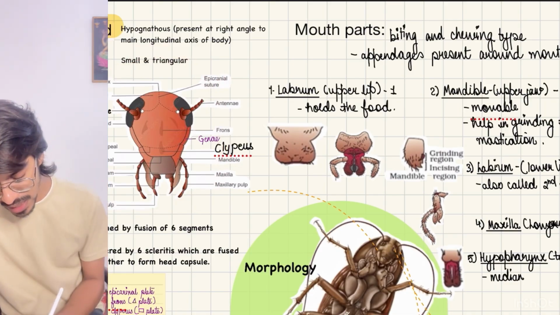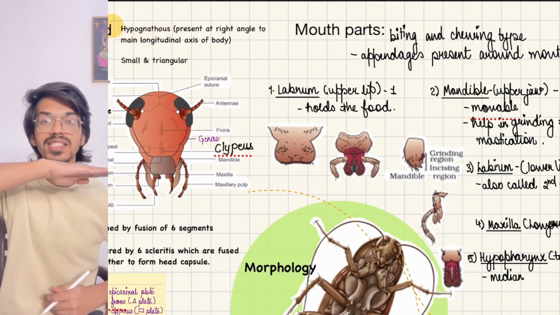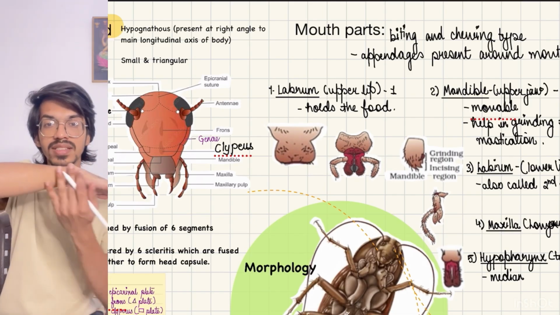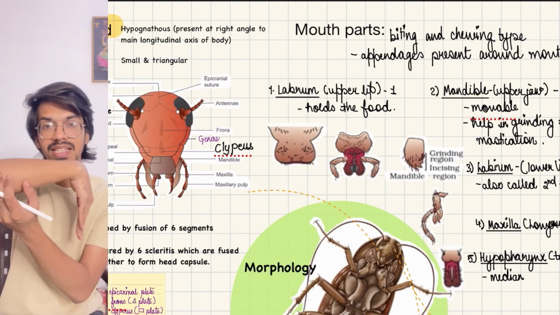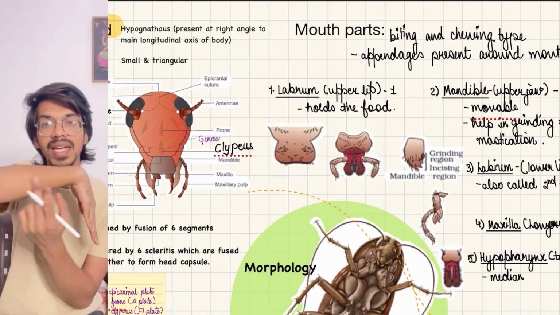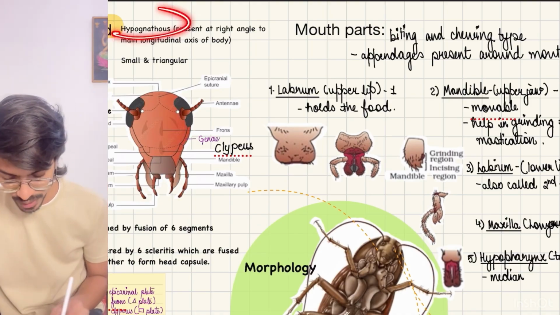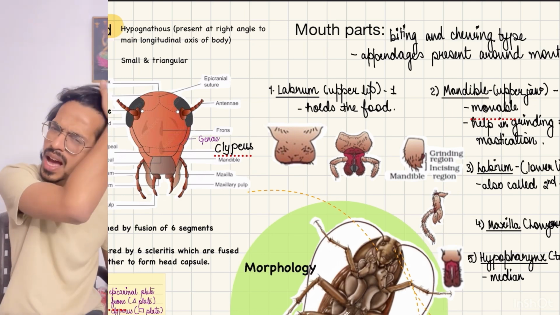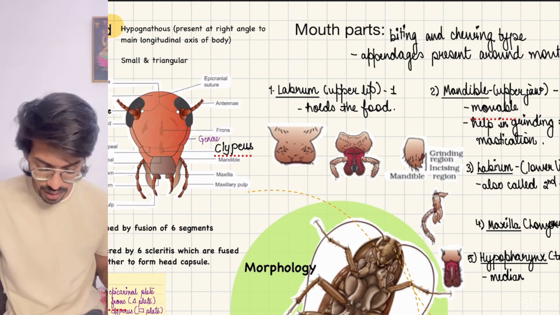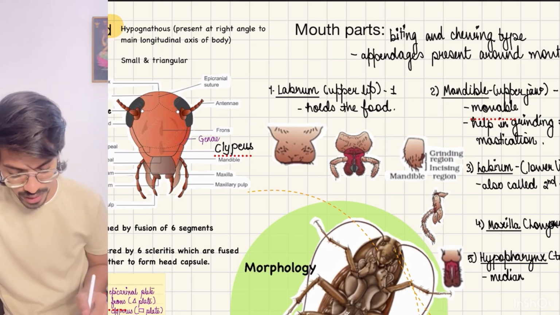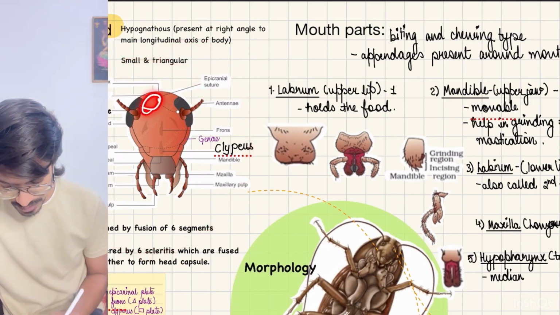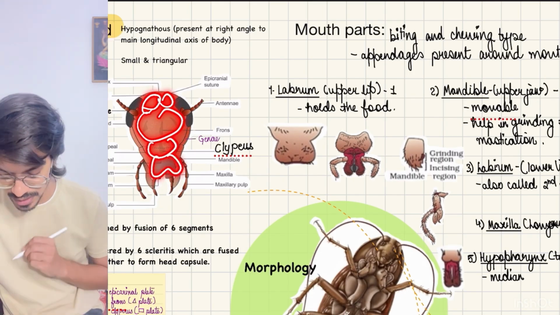Next thing is the head is hypognathous, means it is present at 90 degrees. Imagine that this hand is the head of it, and this is the main body. So it is present like this at 90 degrees to the main body. So this is hypognathous, means lower. The word hypogynous you might have even studied in the hypogynous ovary. So the same word is being used over here. Then in this body part, you see that there are different plates present.